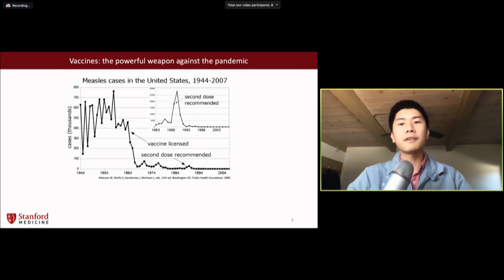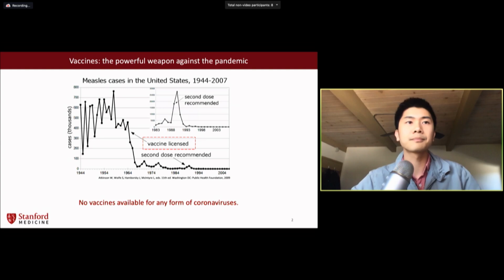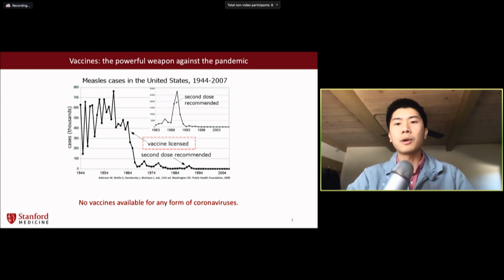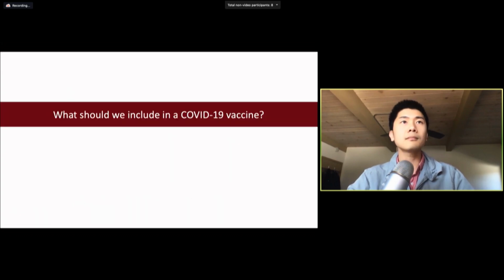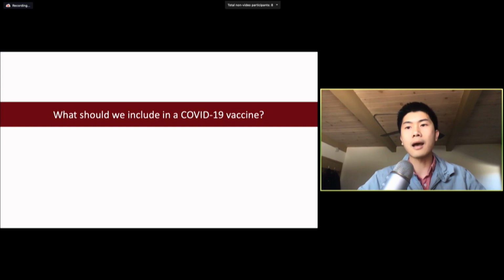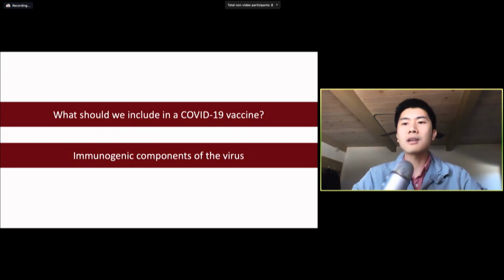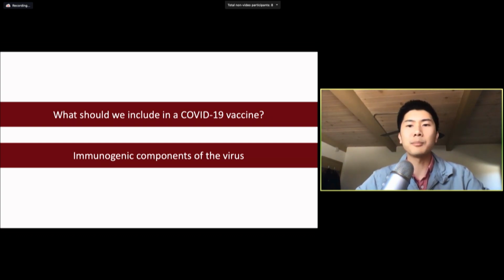Not long ago, in the 1950s, millions of Americans suffered from measles. Introduction of measles vaccines drastically reduced the incidence of measles in the US. Unfortunately, no vaccines are available for any form of coronavirus today. The key question we want to answer is, what do we put into a COVID-19 vaccine? The short answer is, components of viruses that trigger immune responses. However, the field still has very limited immunology data on COVID-19. For today's talk, I will show you that by combining immunology principles and machine learning tools trained on a wide range of known pathogens, we can predict immunogenic components of a virus.